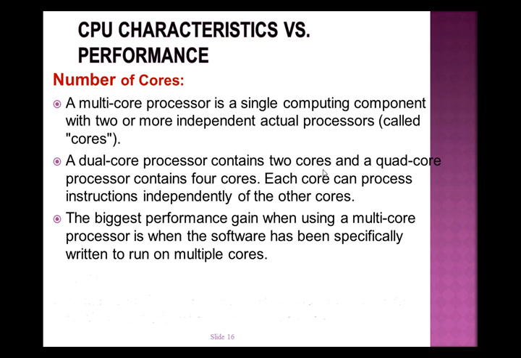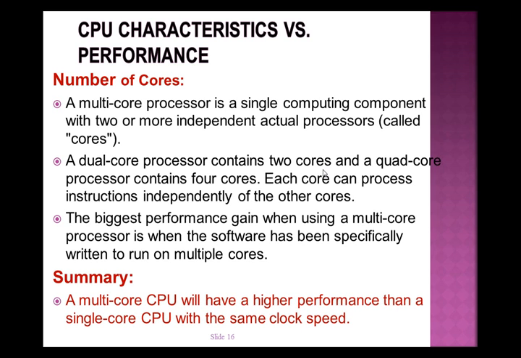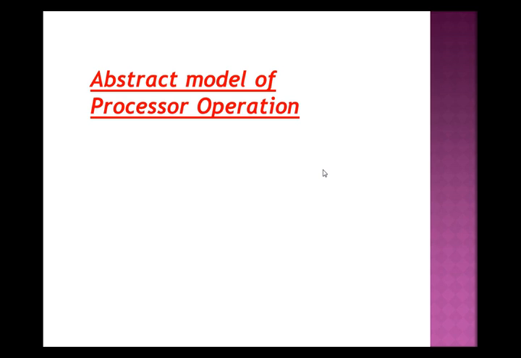The biggest performance gain when using a multi-core processor is when the software has been specifically written for multiple cores. So what is the summary? A multi-core CPU will have higher performance than a single-core CPU with the same clock speed. For example, if there is a speed of 36 megahertz and I am using a multi-core processor, that gives higher performance than using a single-core processor with the same speed, that is 36 megahertz.